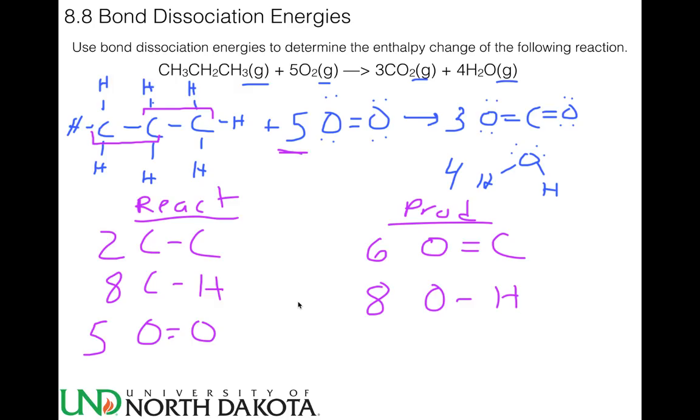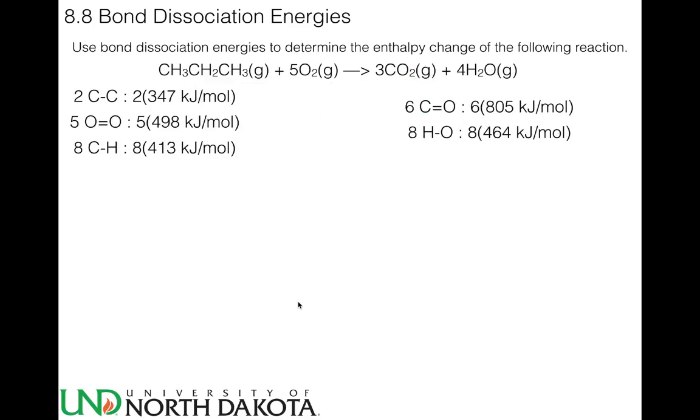Now at this point you would want to look up the values for the bond dissociation energy of each type of bond. I've already done that and summarized it here. And so here are our number and types of bonds again, and their bond dissociation energies. And notice for each energy, this is the energy of one of those bonds. We have to multiply it by the total number of bonds.